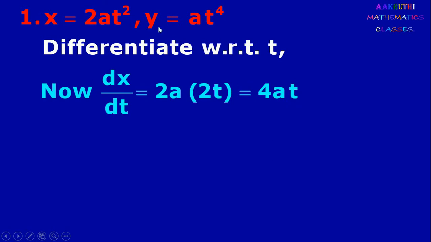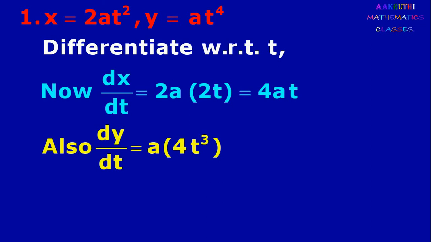So next we find dy by dt. Differentiate y with respect to t. So dy by dt: a is constant, t power 4 differentiation is 4t cube. Therefore dy by dt is 4a t cube.